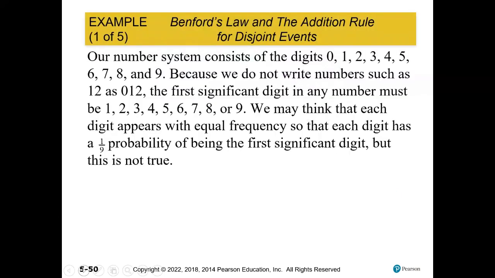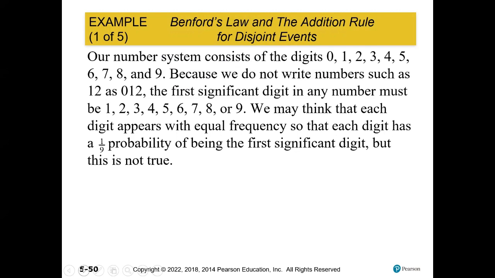Our number system consists of the digits 0, 1, 2, 3, 4, 5, 6, 7, 8, and 9. Because we do not write numbers like 12 as 012, the first significant digit in any number must be 1 through 9. You cannot have a number that starts with 0. Okay, so what we're going to look at is what the first digit can be when you write a number.